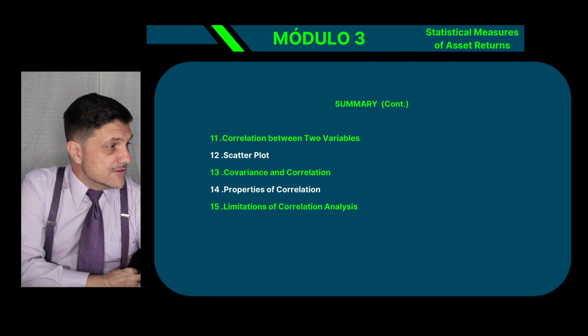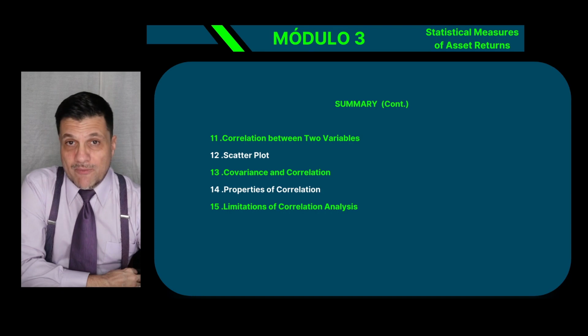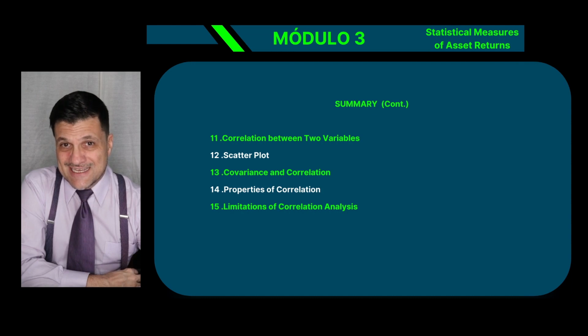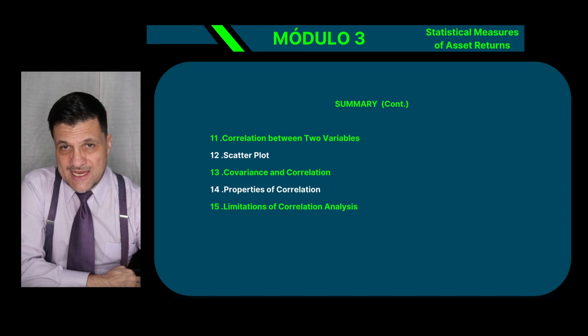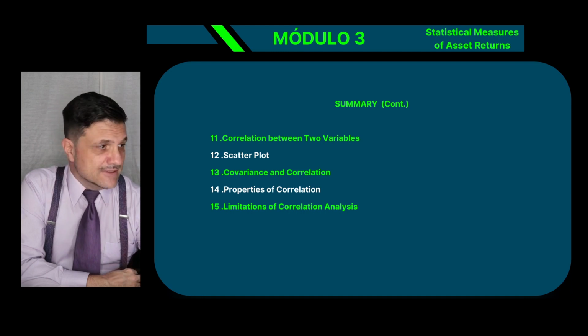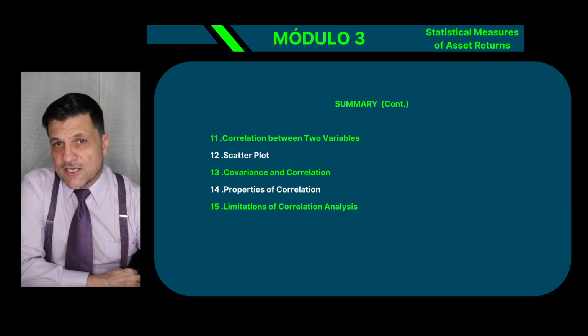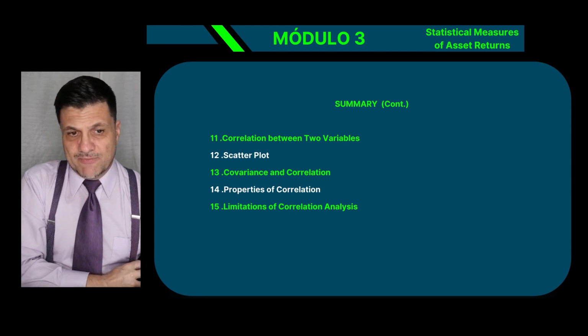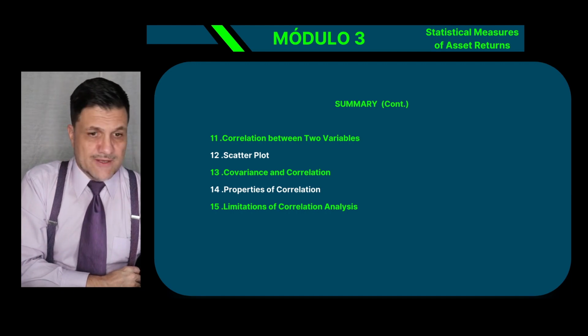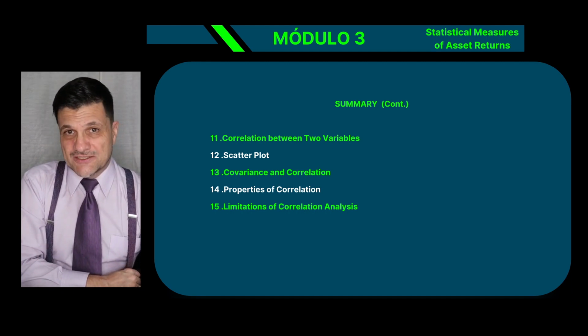All right, so understand what covariance and correlation are, and understand the properties of correlation: it goes from -1 to +1, the correlation of an asset with itself is exactly 1, and the correlation of A and B is the same as B and A. And know the limitations of correlation analysis, because correlation is not a perfect measurement and there are some assumptions involved.